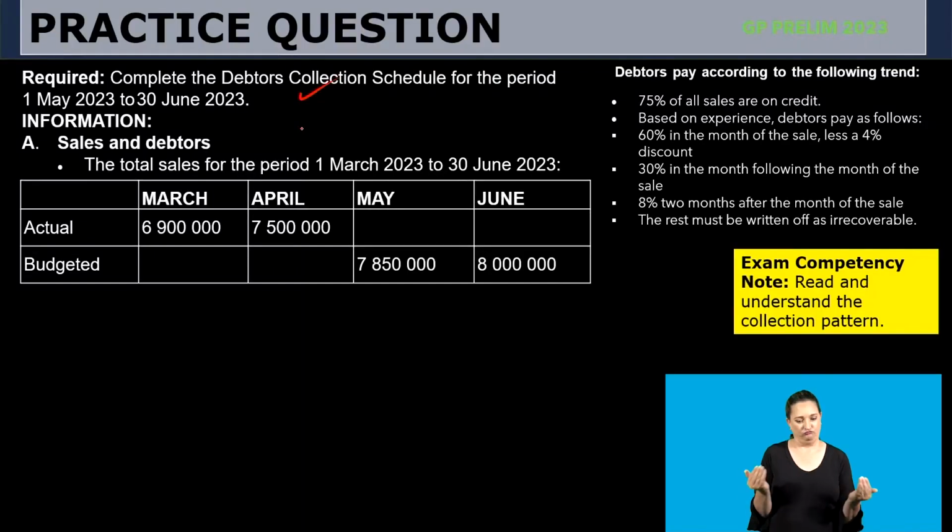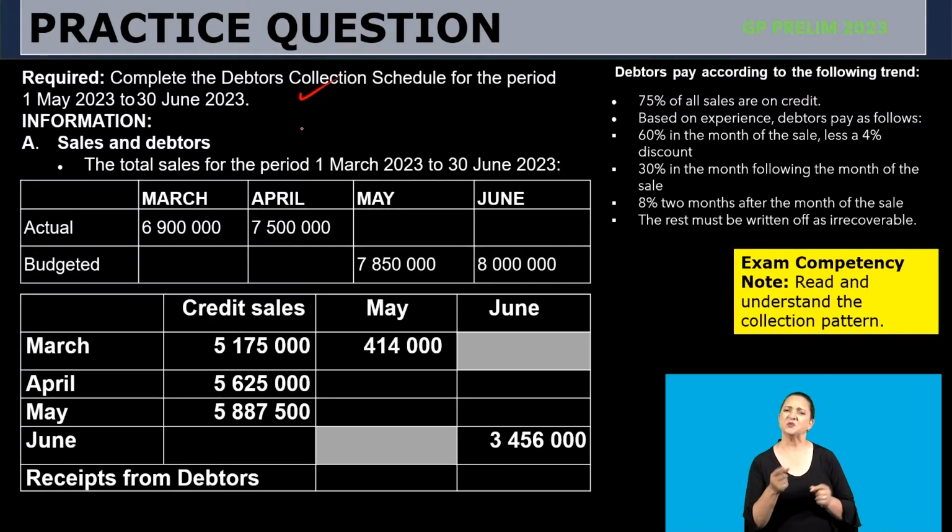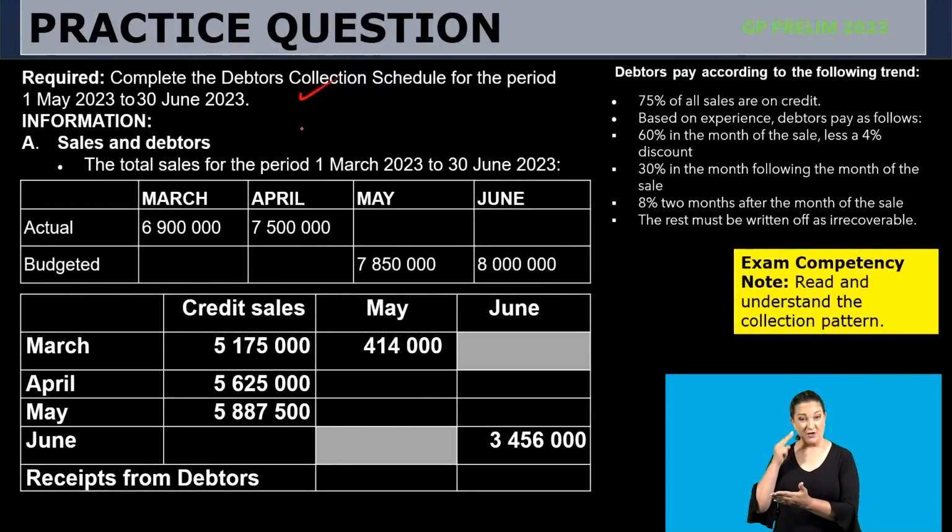Let's see where we're supposed to complete. One of the most important things is you do not write in the shaded areas. Once you see it's shaded, it's saying don't write here. So the shaded areas that you see in my answer book, we're not going to write there. One of the first things we're going to do is calculate our credit sales here, and that is very easy.